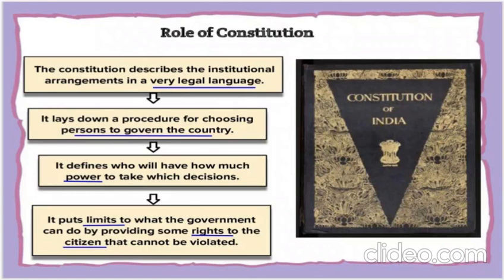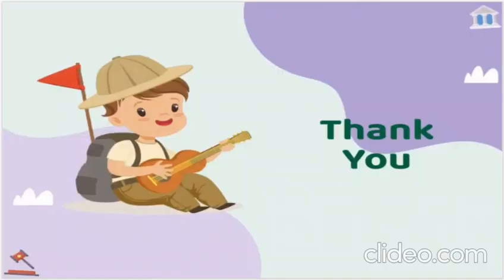What is the role of the constitution? It describes the legal language of institutions, lays down the procedure for how to choose the government of the country, and it even says how much power people will have and how much power the government will have. It gives all the good rights, the fundamental rights you have studied, right, to the people as well. So with this, we have completed this chapter, constitutional design.